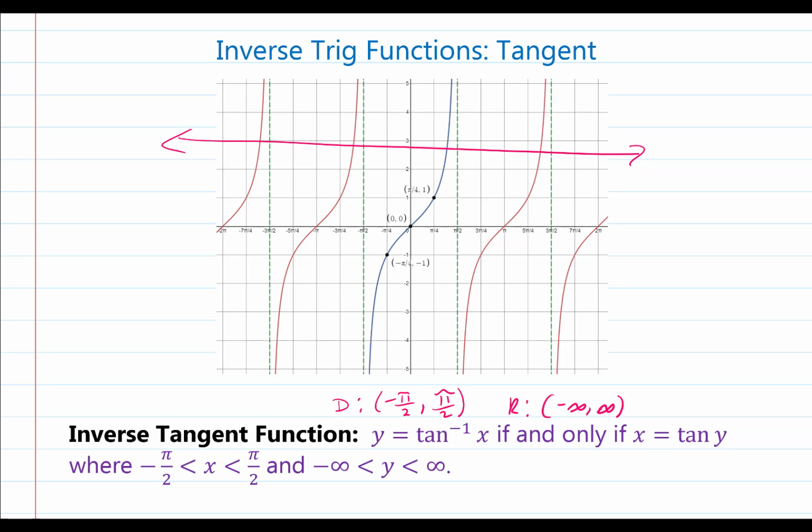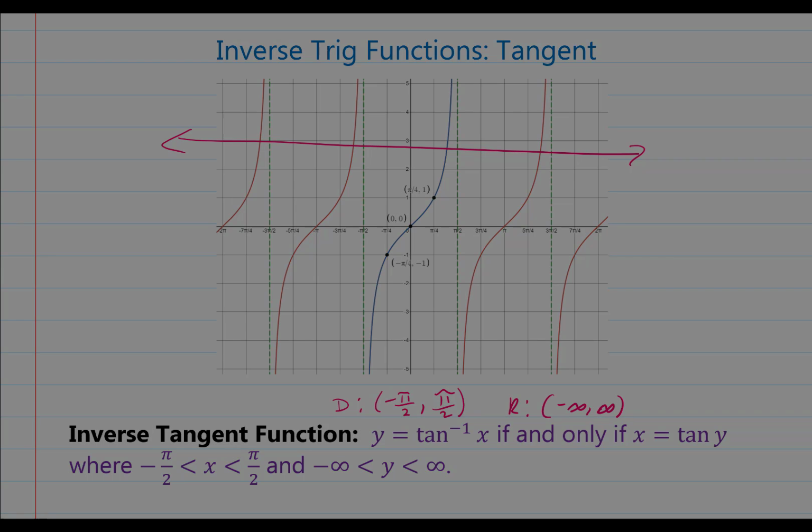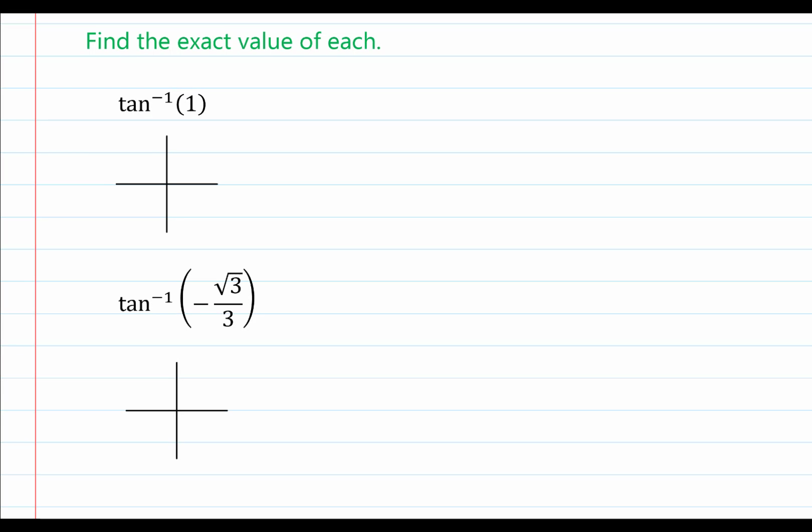This gives us the definition of the inverse tangent function, which is y is equal to the inverse tangent of x if and only if x is equal to the tangent of y, where x is between negative pi over 2 and pi over 2, and y is an element of the set of real numbers. Let's now use that information to find the exact value of each of these inverse tangent functions.